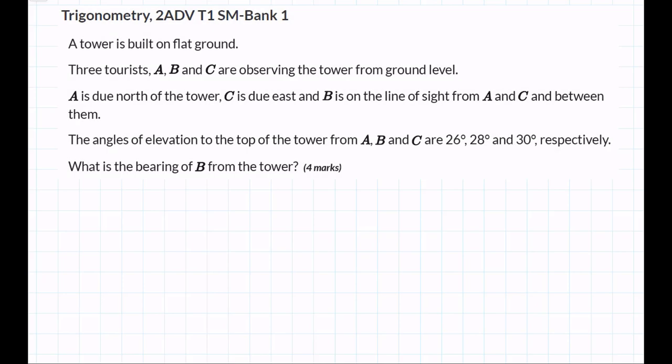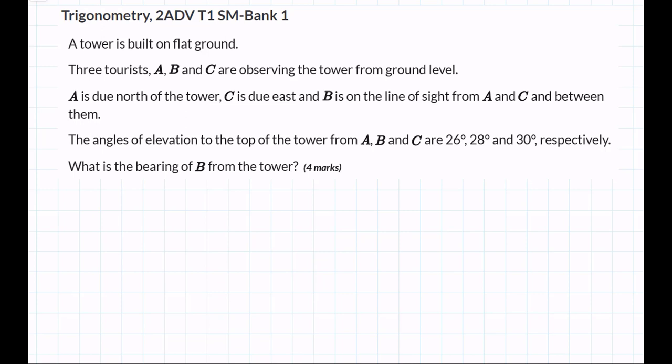Hi, Year 9. In this video, I'll be working through that very difficult final question from your second trigonometry diagnostic, which reads: a tower is built on flat ground. Three tourists, A, B, and C, are observing the tower from ground level. A is due north of the tower, C is due east, and B is on the line of sight from A and C and between them. The angles of elevation to the top of the tower from A, B, and C are 26 degrees, 28 degrees, and 30 degrees respectively. What is the bearing of B from the tower?